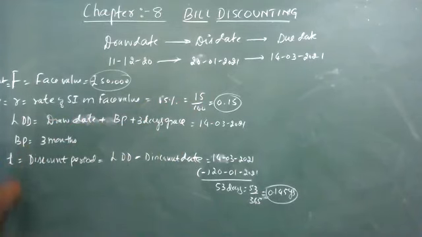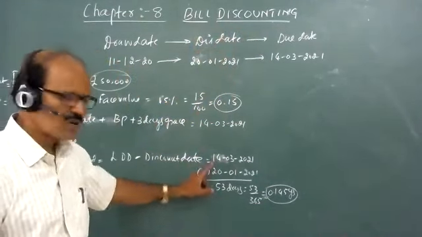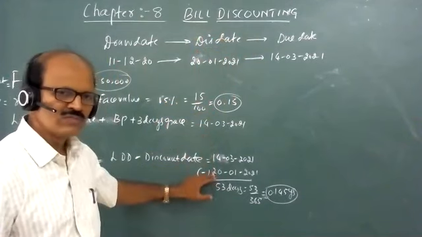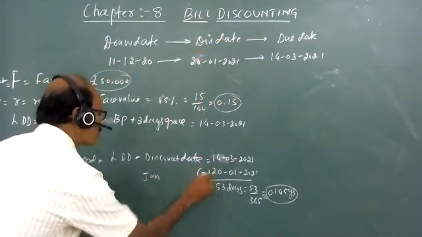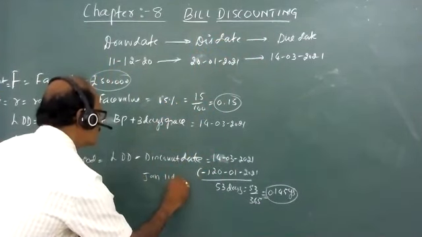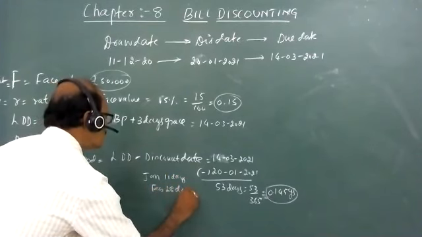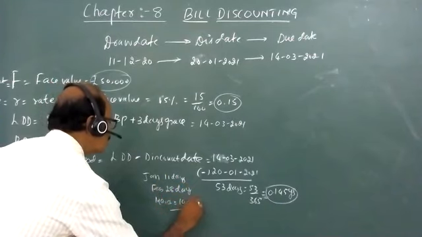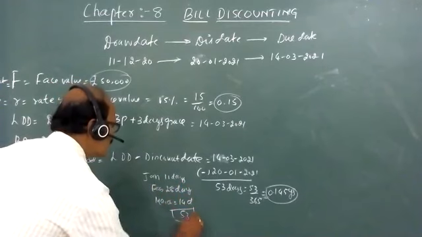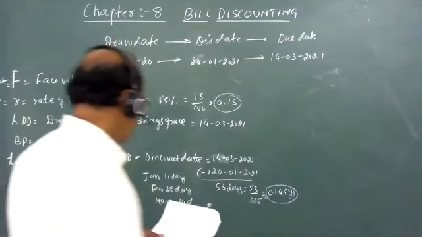What is T called? T is called the discount period. So discount period is due date minus discount date. How to calculate here? I told you earlier how to calculate. Go to the reverse side. January becomes 11 days, February becomes 28 days, and March becomes 14. They become 53 days in total. This one is very important to calculate.